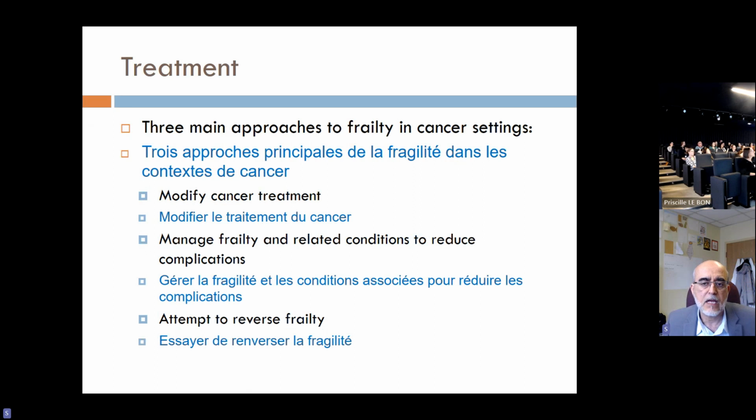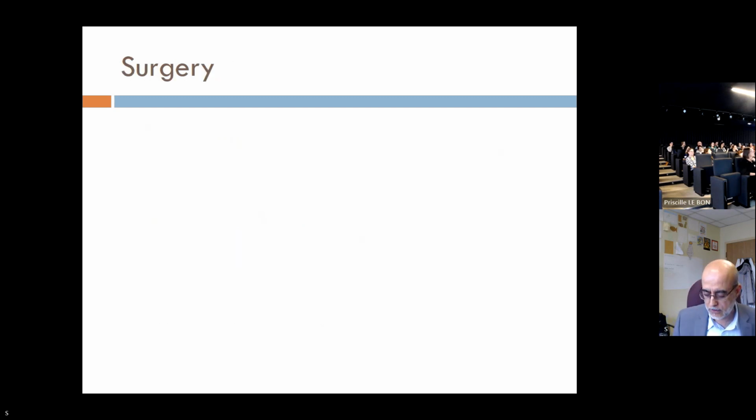In the cancer setting, there are 3 main approaches, 3 approches principales de la fragilité dans les contextes de cancer. Numéro 1, c'est modifier le traitement du cancer. I will talk more about that. The second option is gérer la fragilité et les conditions associées pour réduire les complications. I will talk about that. Finally, essayer de renverser la fragilité. I will talk very briefly about this because we do not have much data yet at all for that third option. Alors, let's talk about surgery first.